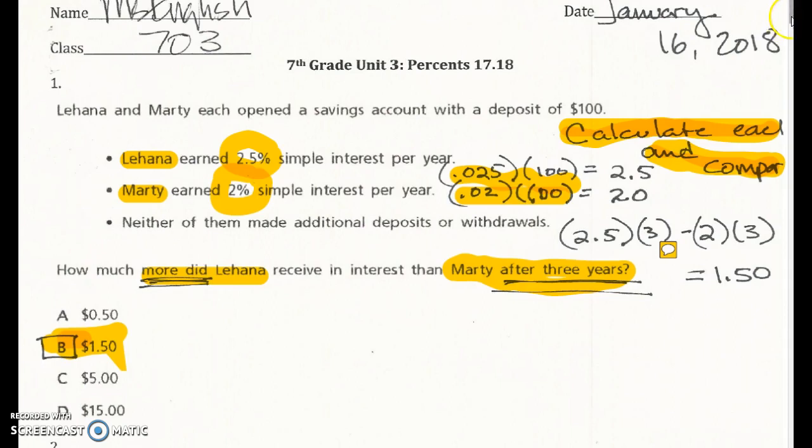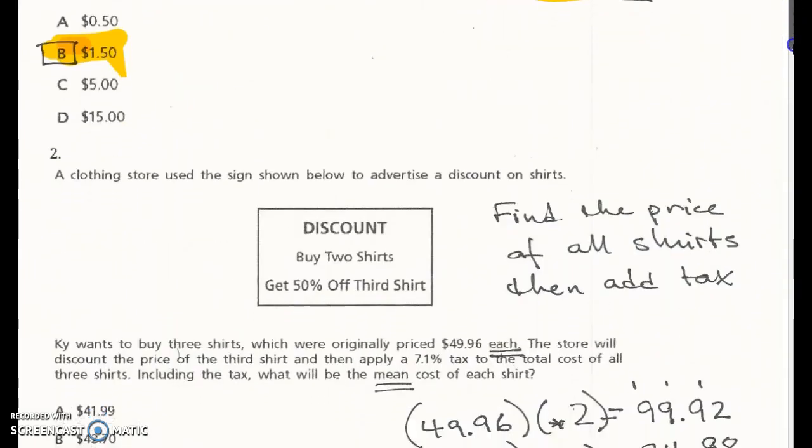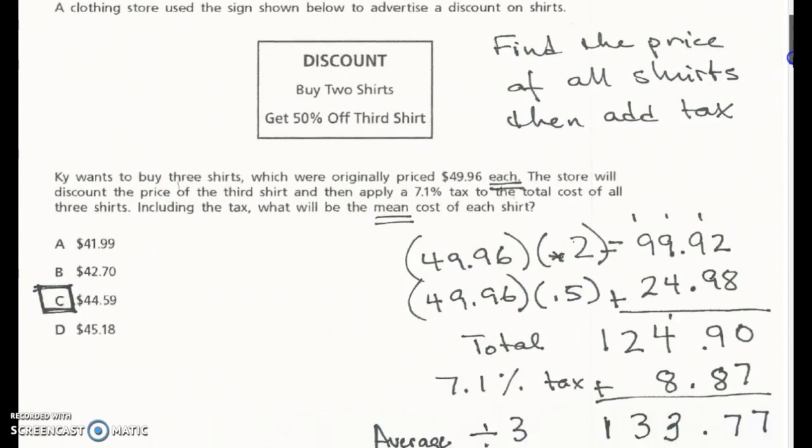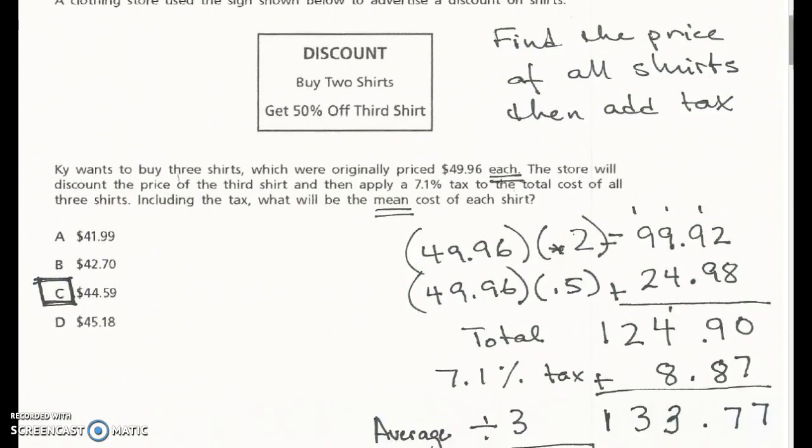Next question is the discount. It was the clothing discount, and my steps are as follows. I just take the first two shirts and multiply by 2. I get $99.92, so these are for 2 shirts. Then for the third shirt, I take half of it. So I add the total. Here's the total for the shirts.